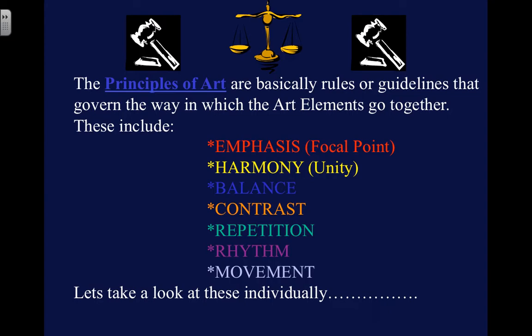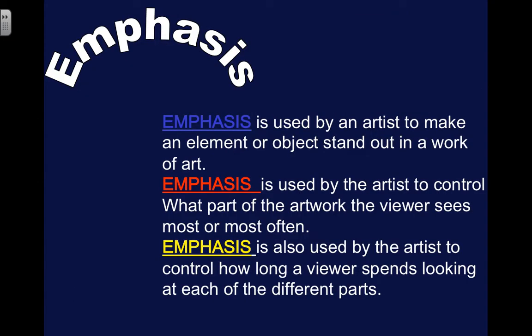So let's look at each one separately, which also coincides with your reading. Emphasis is used by an artist to make an element or object stand out in a work of art. It is used by the artist to control what part of the artwork the viewer sees most or what they want their eye to go to, and is also used to control how long a viewer spends looking at each different part.